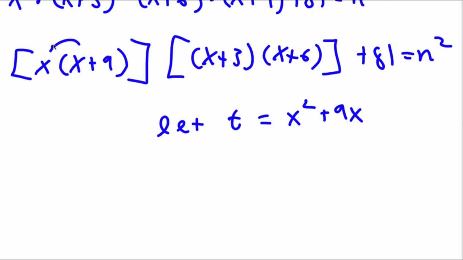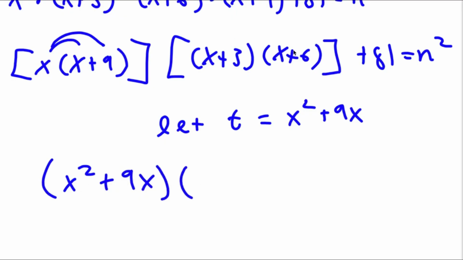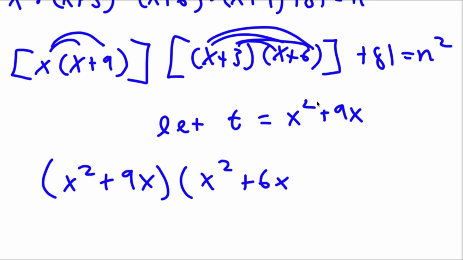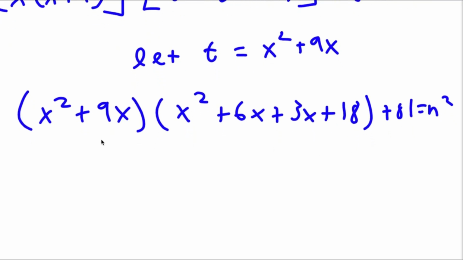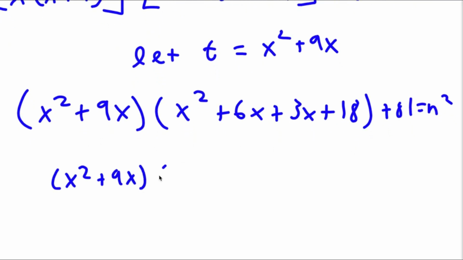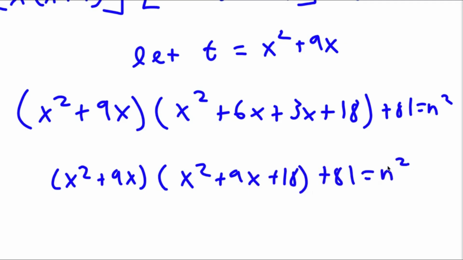So now if I multiply these two together, I get x squared, because x times x is x squared, plus 9 times x is 9x. Now x plus 3 times x plus 6, by x times x is x squared, plus x times 6 is 6x. Now if I distribute 3 times x is 3x, plus 3 times 6 is 18. And I have plus 81 is equal to n squared. Now x squared plus 9x, because 6x plus 3x is 9x, so I have x squared plus 9x plus 18 plus 81 is equal to n squared.